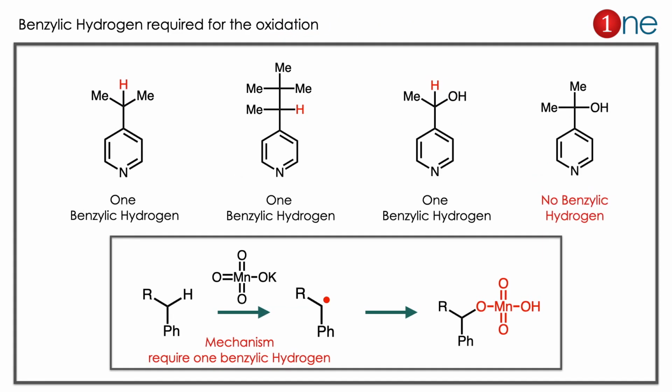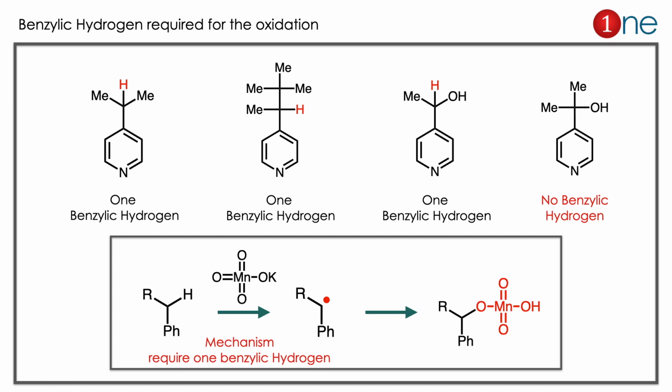Here the answer will be simple if you know the basic fact that benzylic hydrogen is required for oxidation. Like aldol condensation requires alpha hydrogen, here it contains benzylic hydrogen. The first one contains one benzylic hydrogen, I highlighted in red. Second one also contains one benzylic hydrogen. Third one also contains benzylic hydrogen. Fourth one has no benzylic hydrogen, so it won't undergo. That is our answer.